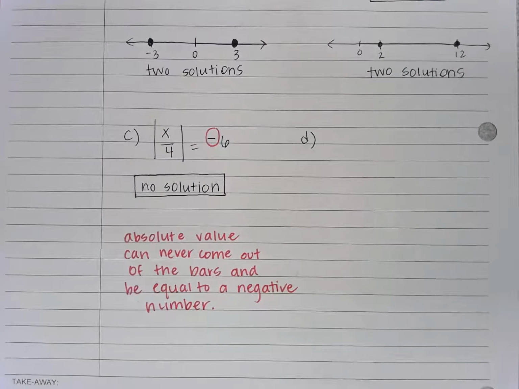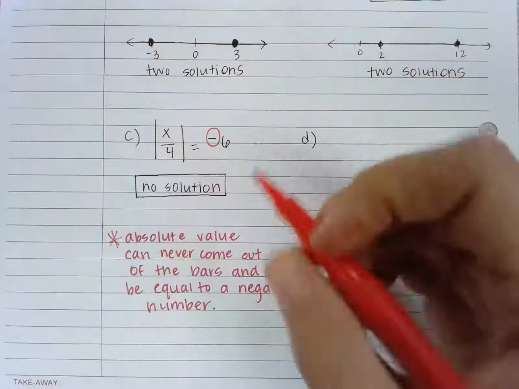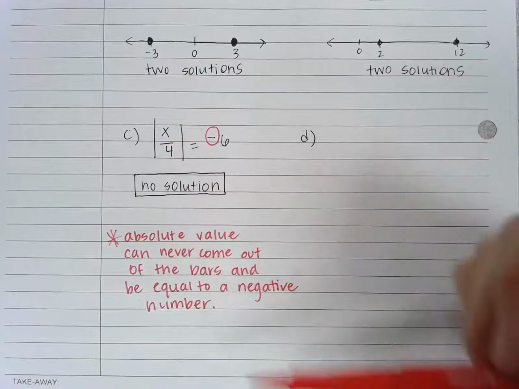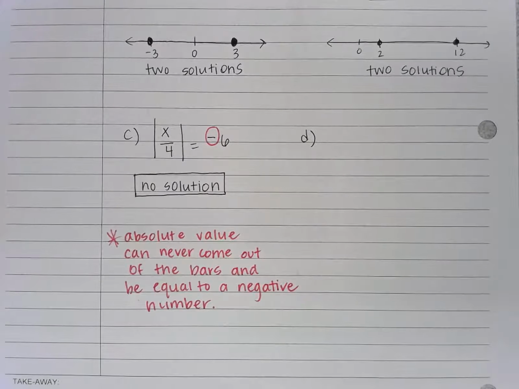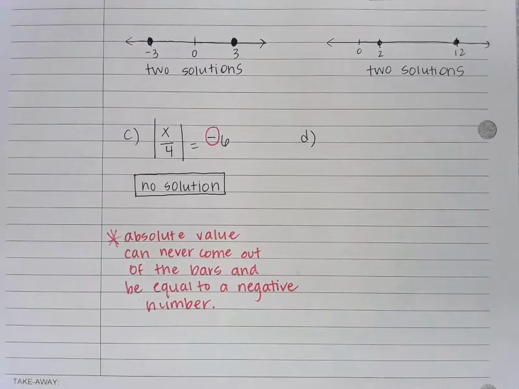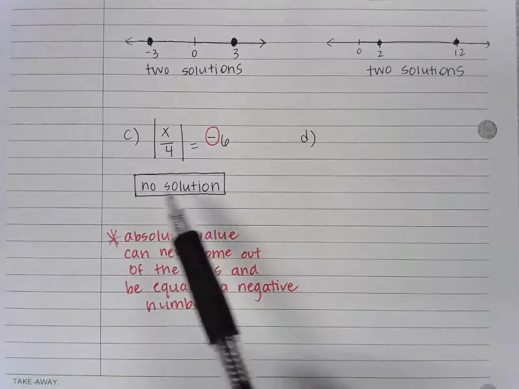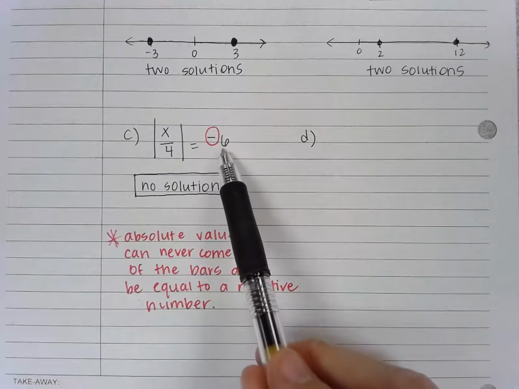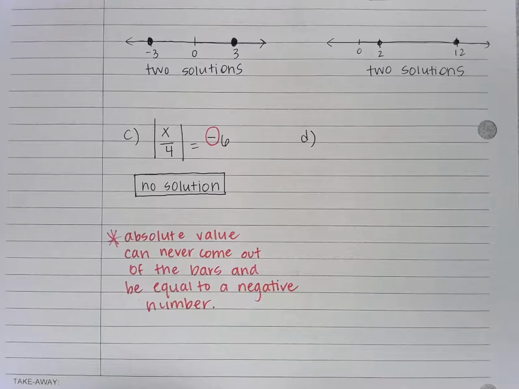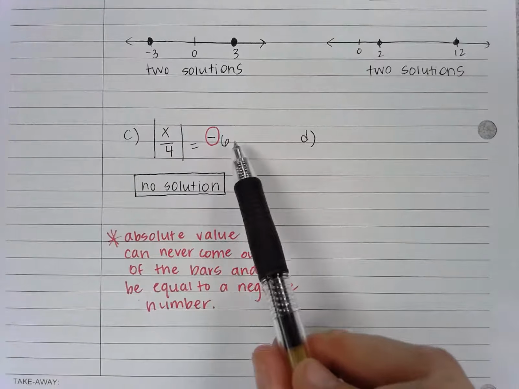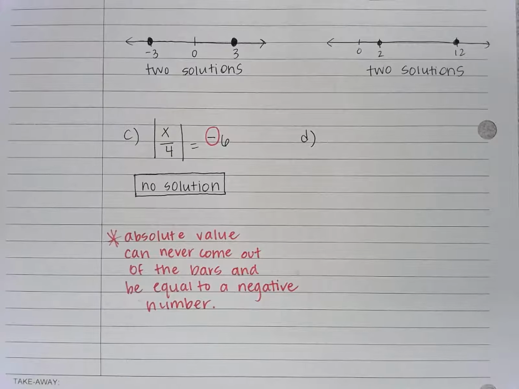This question is entirely different if there was a negative out in front of these bars, but that's what we're going to look at tomorrow or in the next day's lesson. If there was a negative out in front of here, it would change everything because you would have to get rid of that negative first. But in this case, something divided by 4 can never be negative 6 away from something, and so we say that this equation has no solution. So you do want to keep your eyes out for any time where you see bars equal a negative because that will always be no solution.